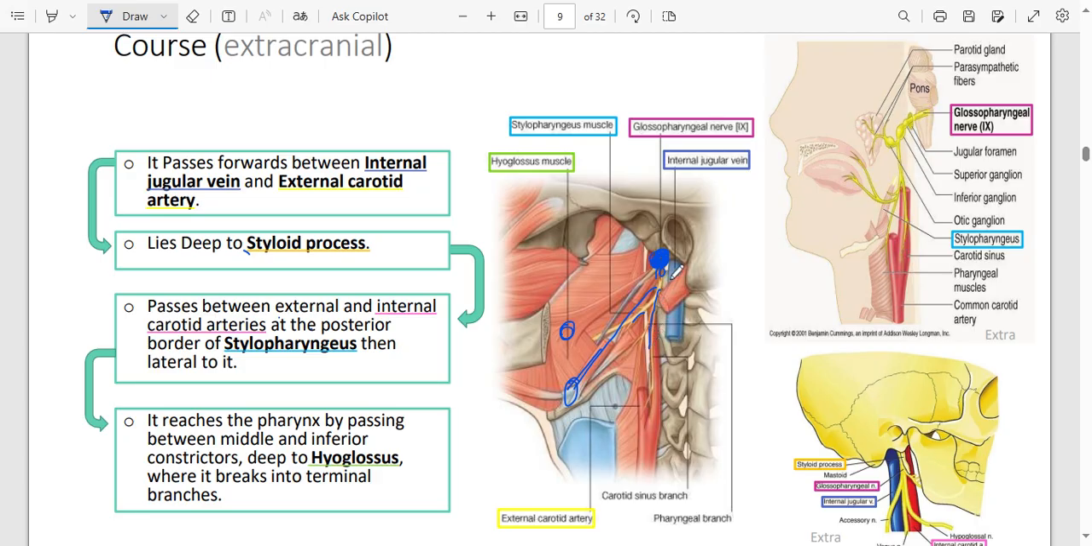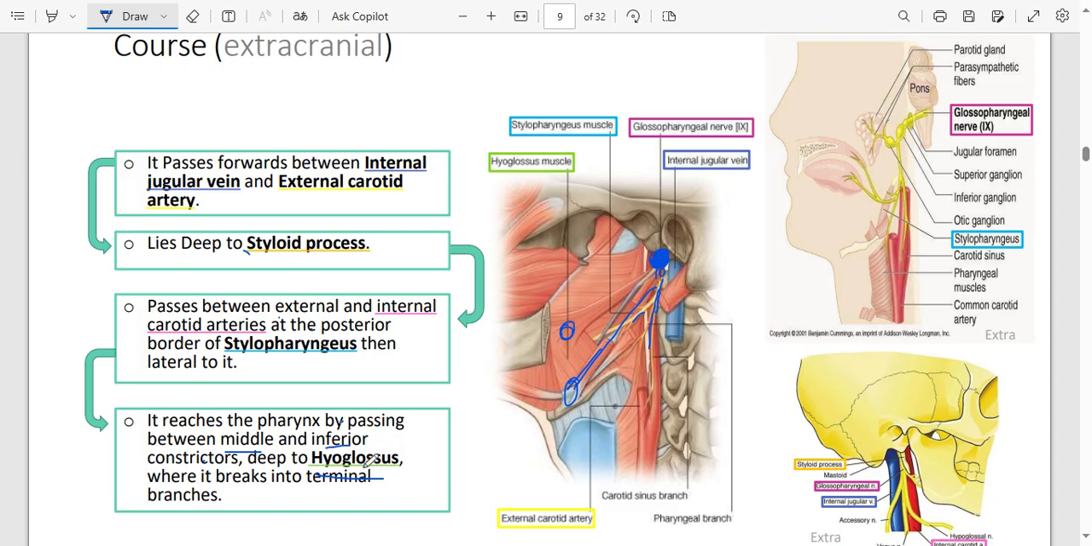Okay, just behind to this stylopharyngeus, and then lateral to it, meaning that the stylopharyngeus is more medial, but this guy is lateral. And then it reaches the pharynx by passing between middle and inferior constrictor. When you look at the muscles of the pharynx, you have got the superior constrictor, the middle constrictor, and the inferior constrictor. So this one is going to pass between the middle and the inferior constrictor, deep to the hyoglossus.